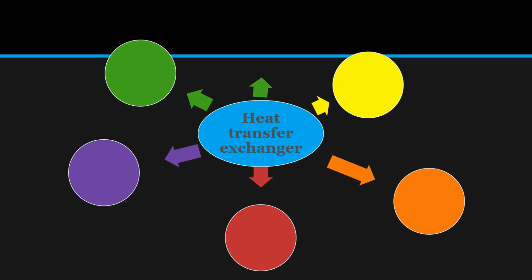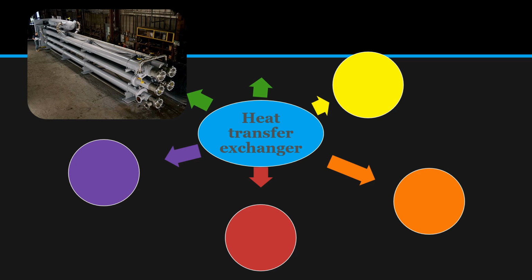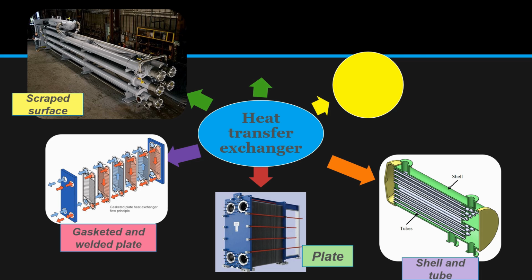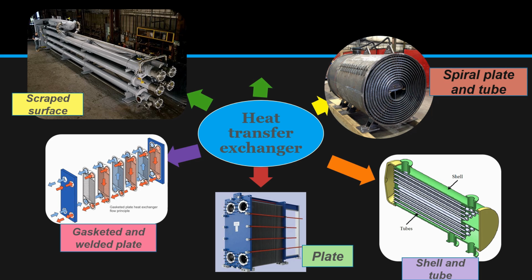There are a few heat transfer exchangers that are used in palm oil, which are scraped surface, gasket welded plate, shell and tube, spiral plate, and double pipe.